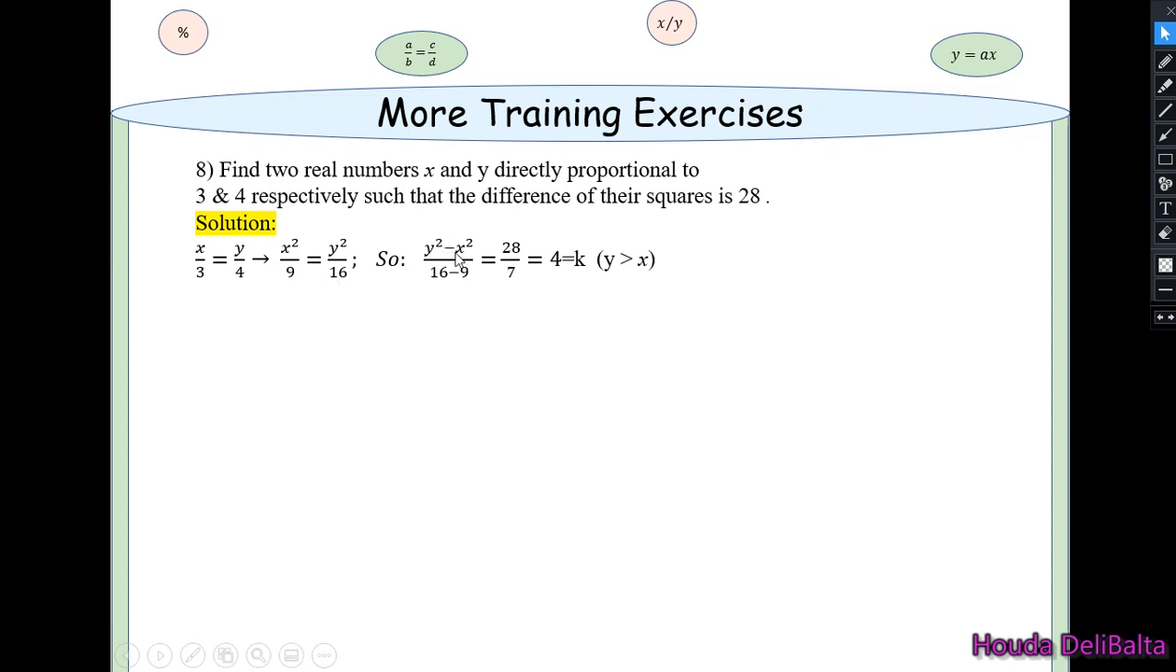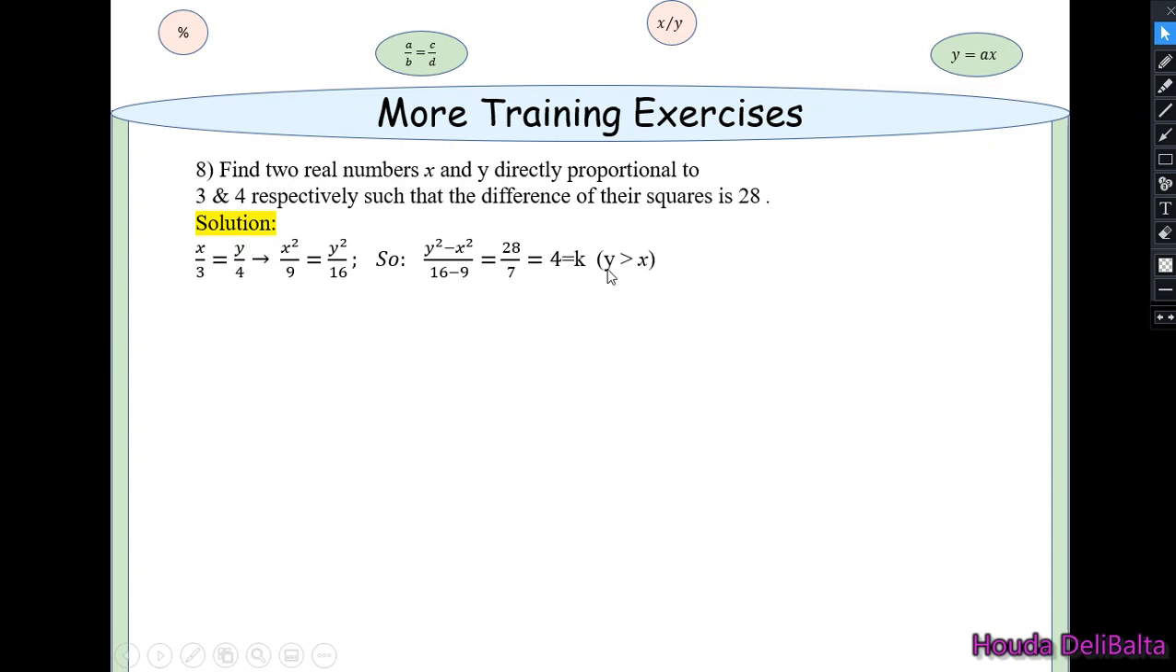And as I make a minus sign here, I have to subtract also here. Now where did 28 come from? Here. It's from the given. The difference of their squares is 28, then I have to substitute 28 in place of this. And 16 minus 9 is obviously 7. 28 by 7 is 4, and this is what we call the constant k.